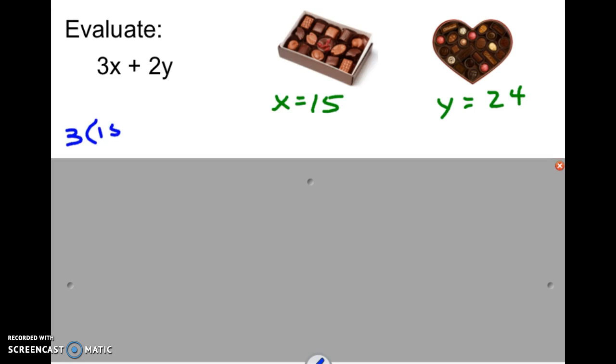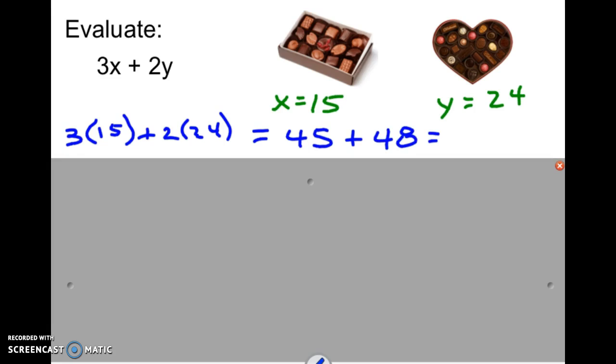So we're going to put 15 in for the x, the 24 in for the y. Now we have to follow order of operations, so we're going to multiply first. The 3 times 15 will be 45. The 2 times 24 will be 48. So if we add them together, we'd see we'd have 93 pieces of chocolate.